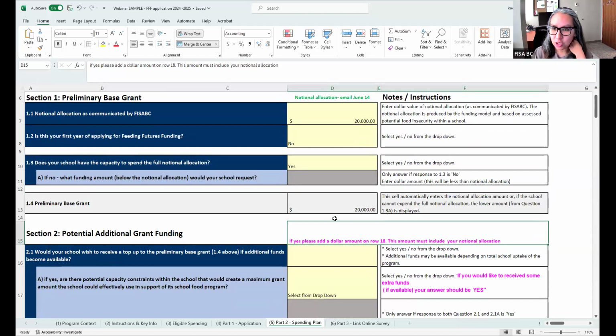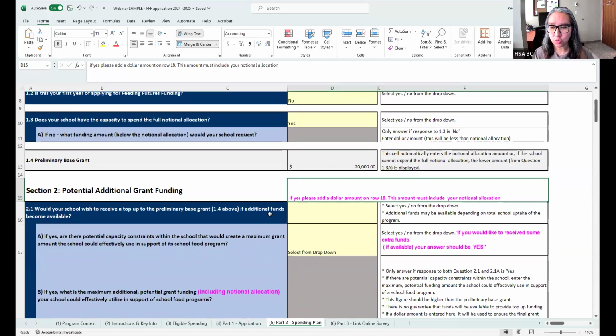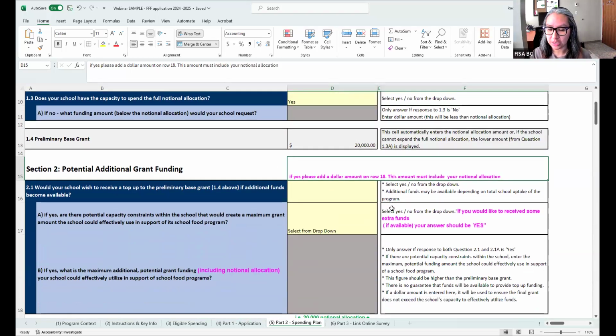We're going to move now to section 2. And section 2 is the one that sometimes gets us a little bit confused. So you can see that I have some notes here for all of us to understand. And I know the questions get a little bit weird, but I'm going to tell you what we're going to be writing to have it right. So it says, if your school would like to receive a top-up.